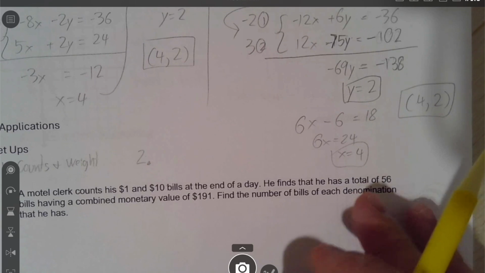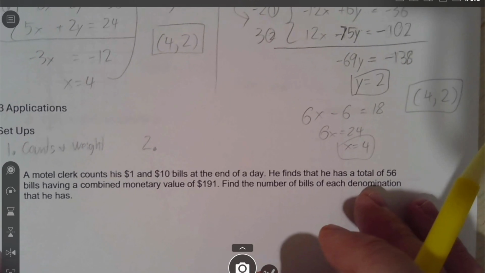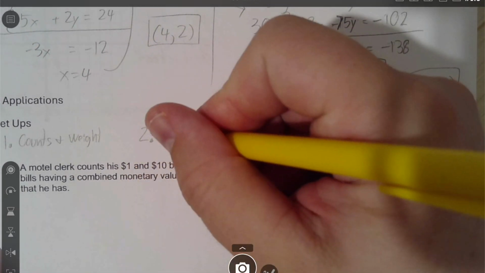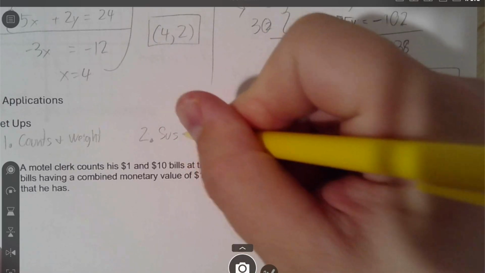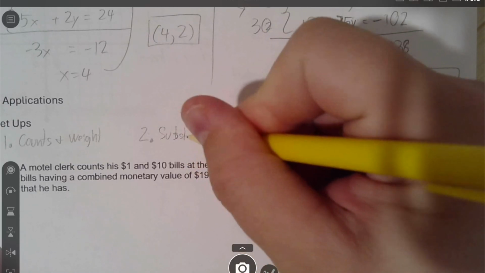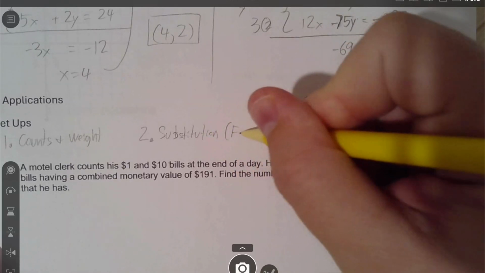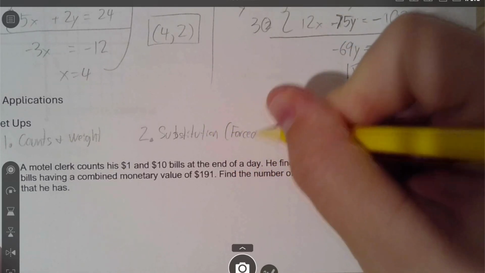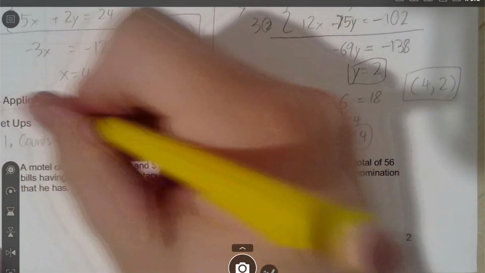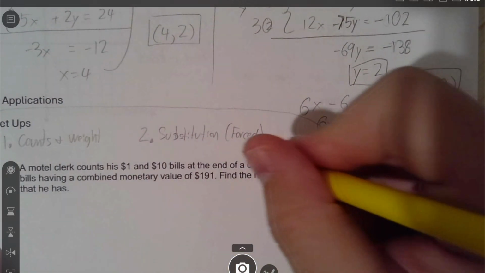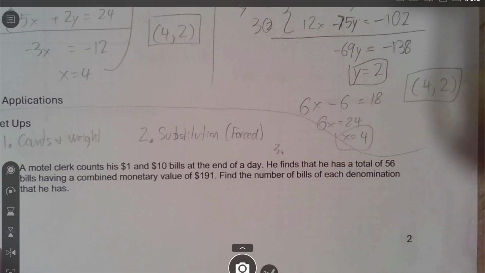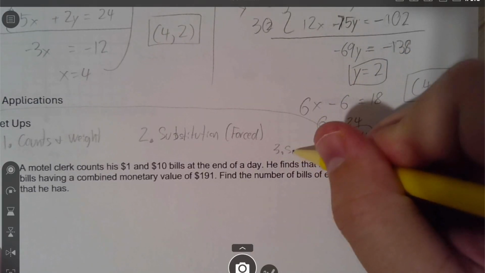Scaling means multiplying through. There's a second one, and this one is not nice, but it's the substitution or forced approach. And we'll talk about what that means as it shows up in the examples. And step 3, or version 3, is what I would call a similar description.